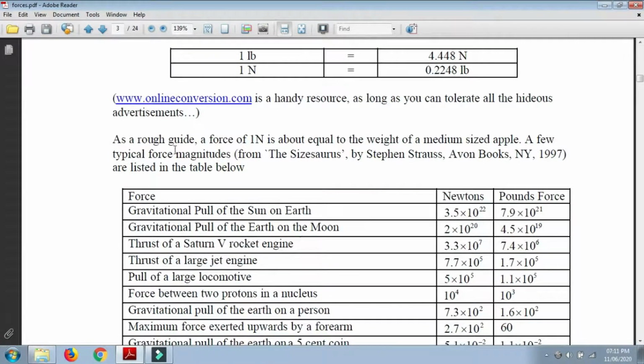As a rough guide of force, 1 Newton is about equal to the weight of a medium-sized apple. Okay, so here are some constants. Basically, the gravitational pull of the sun on the earth from Newton's law is 3.5 × 10^22 Newtons, and a pound force is 7.9 × 10^21 Newton pounds force.